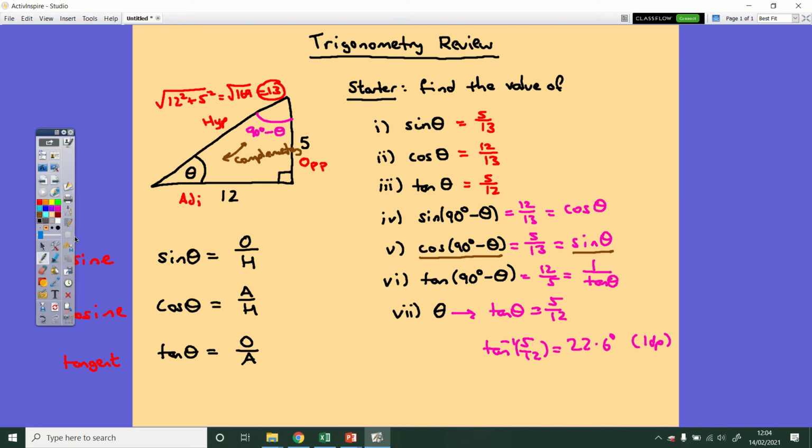Okay, all right, I think that's probably a good thing to get us started off with. If you want to write down these three definitions as well as separate rules, then you can do. So that's using trigonometry in a right angle triangle.